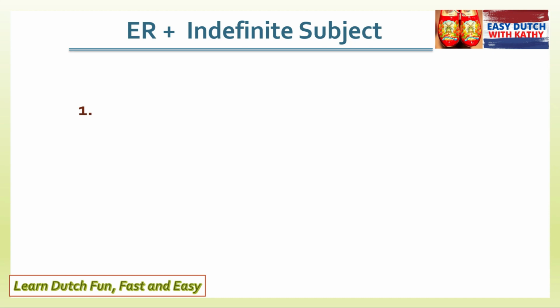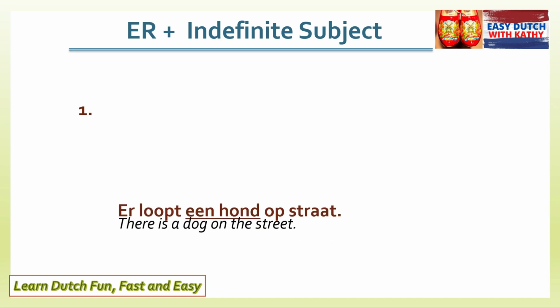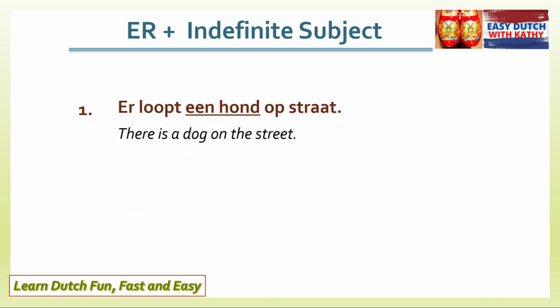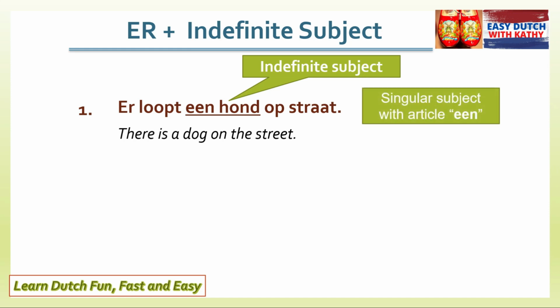Now let's have a look at some examples to recognize the structure. First, er loopt een hond op straat. There is a dog on the street. We can recognize this is an indefinite subject because it is een hond. This is a singular subject with article een.